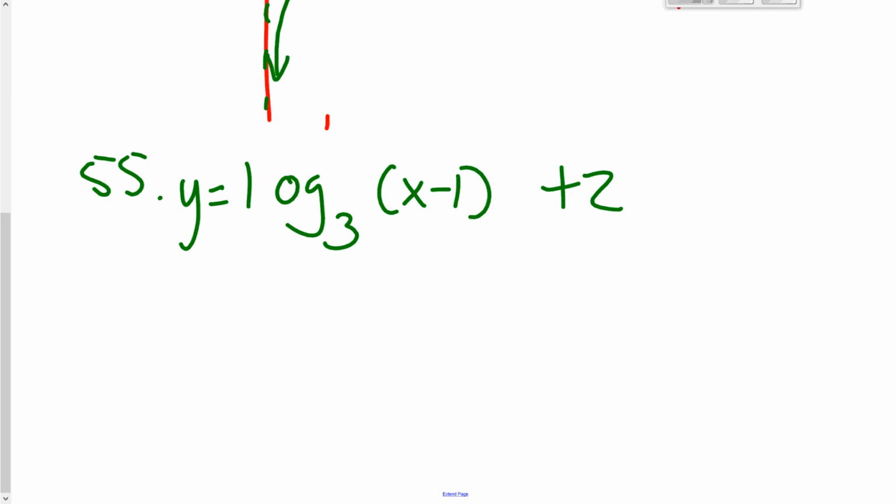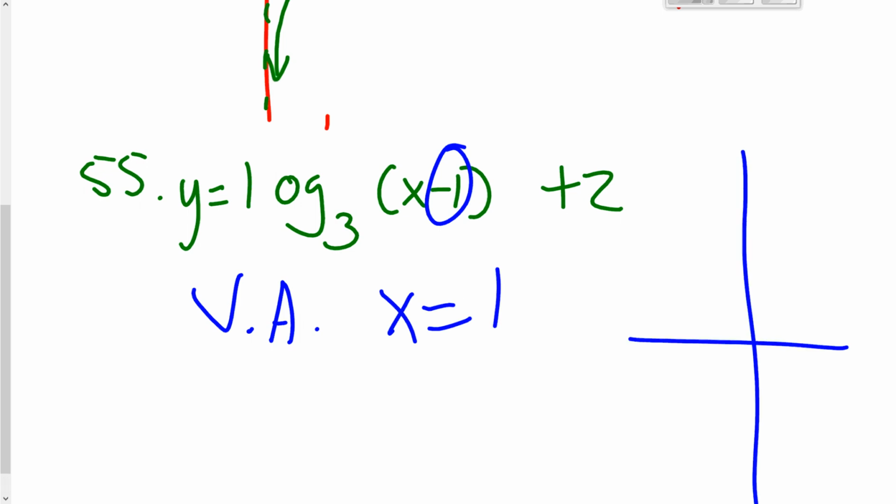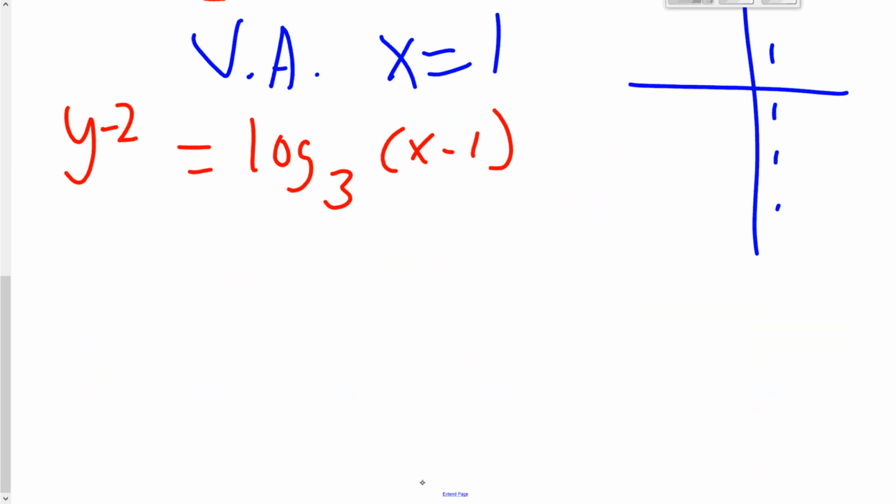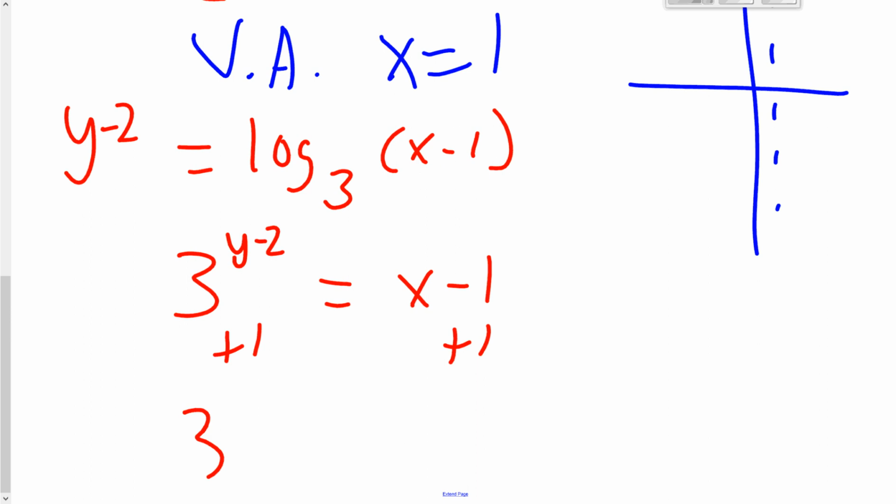y equals, or f of x equals. Okay, here, what's the opposite of this? Is my vertical asymptote. x equals positive 1. So positive 1, x equals 1, vertical asymptote. Now you can start plugging in numbers, or you can switch to an exponential. Let's go ahead and do that. Subtract 2 first. You got to get the log by itself. So y minus 2 is equal to log base 3 of the quantity x minus 1. And now I can switch places. 3 raised to y minus 2 equals x minus 1. Add 1 to both sides. So 3 raised to y minus 2, and then I'm going to add 1 to that, is equal to x.